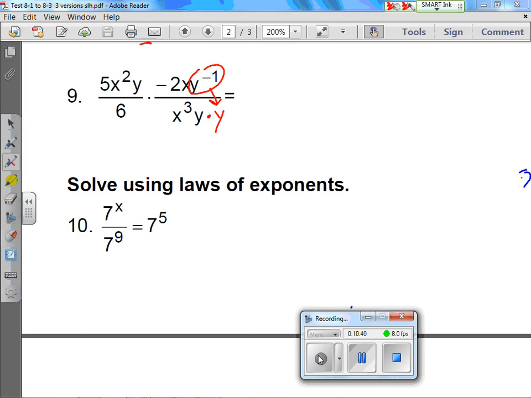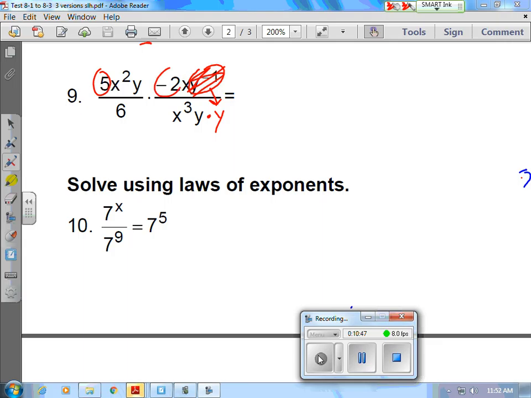So once you do that, he's gone there. And let's multiply across and see what we get. We get 5 times negative 2, we are negative 10. The coefficients can multiply together. X squared, we got another x hiding in there. X squared times x is x to the third. Y, we don't have another y, so then the 6 in the bottom, x to the third, and y times y is y squared.